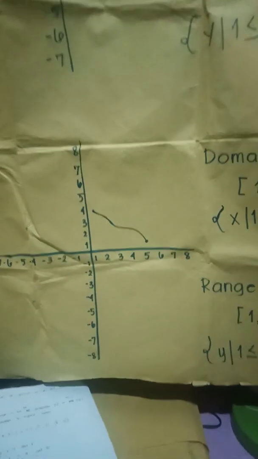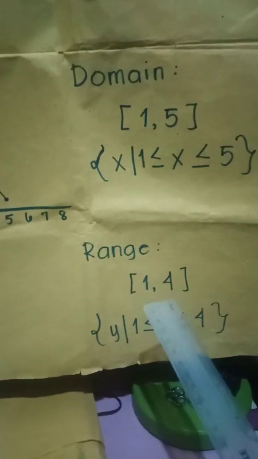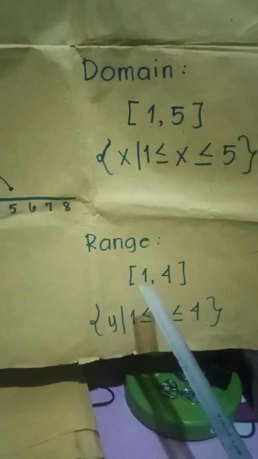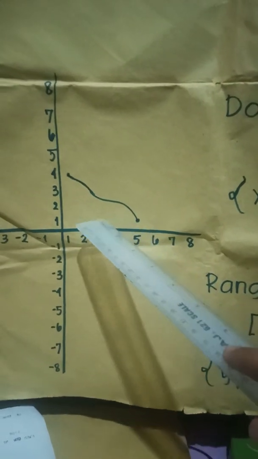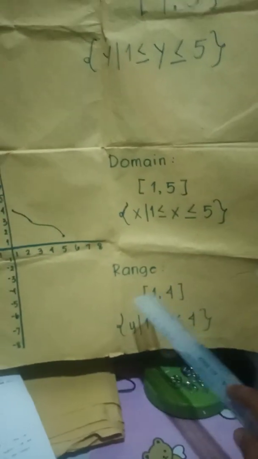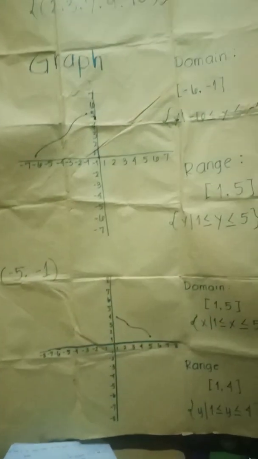How about the range? For the range, this line, the value of y, just focus on this 1. Why is it 1? Because it's pointing on the number 1 of this line. And this other dot is pointing to 4. That's why it's 1 and 4. So that's how you're going to find the domain and range on the graph.